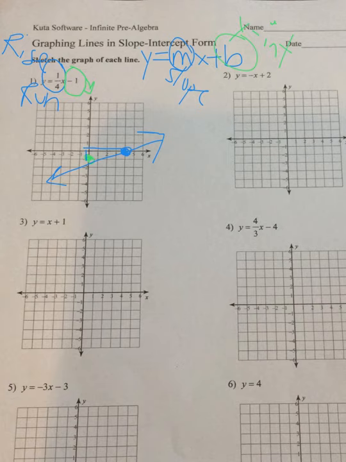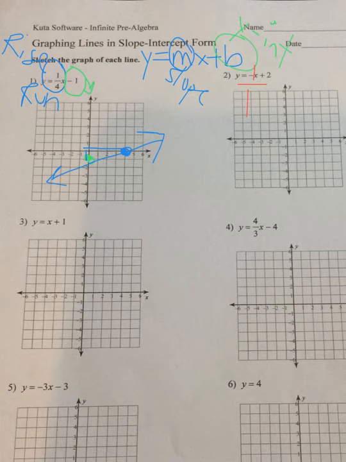Now I want to do a little reminder on a couple things. If you look at number 2, what number goes in front of the x? Well, that would be a -1. And we always want to make them a fraction. So I'd put a -1 over 1. Your slope, you want a fraction.